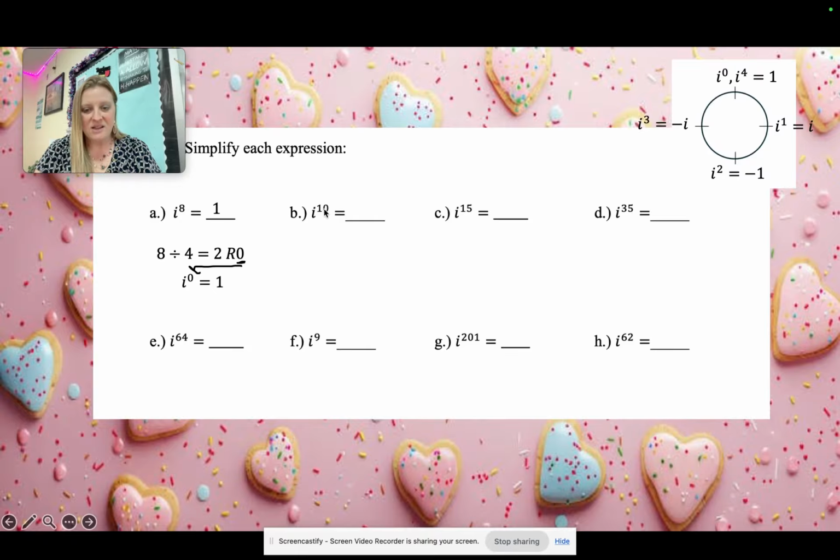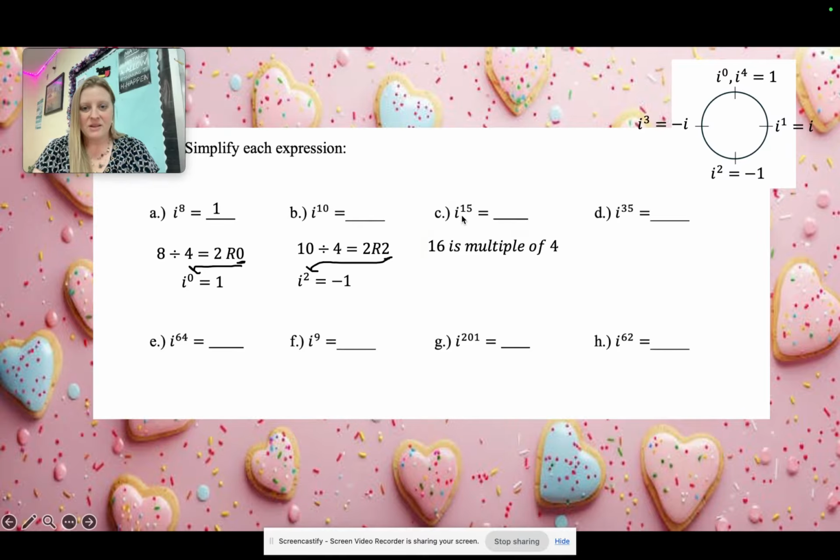If I take i to the 10th, I'm just going to divide out all the 4s because every 4 just repeats. 4 goes into 10 2 times, but you're going to have a remainder of 2, right? Because 2 times 4 is 8, and 10 minus 8 is 2. So that would be the exponent of where I need to go on the clock. i squared is where I would end up on the clock, which would be -1. So i to the 10th is just -1. So you put -1 right here.